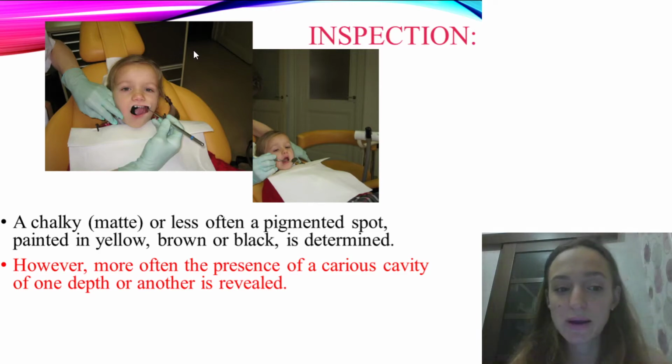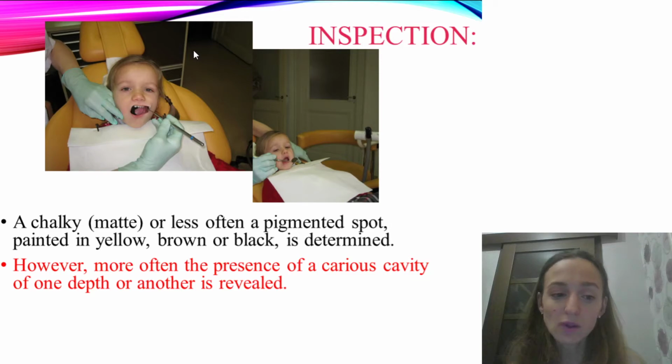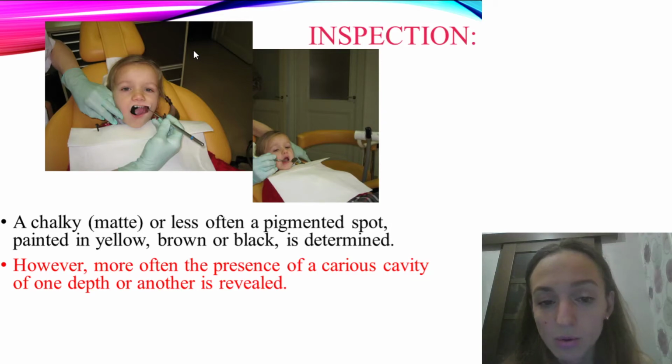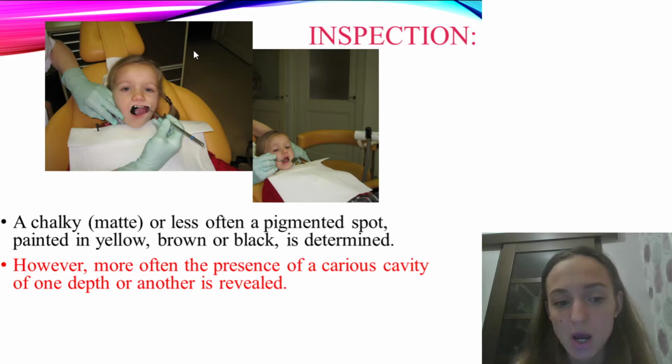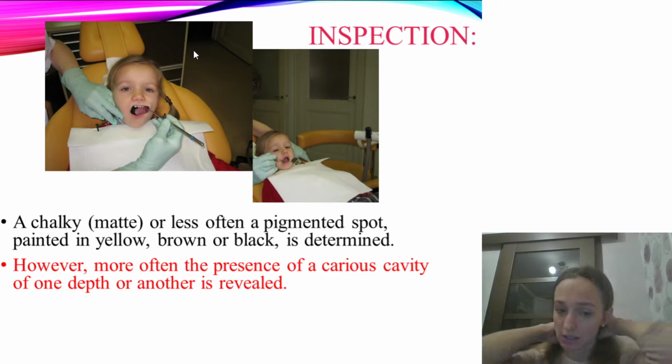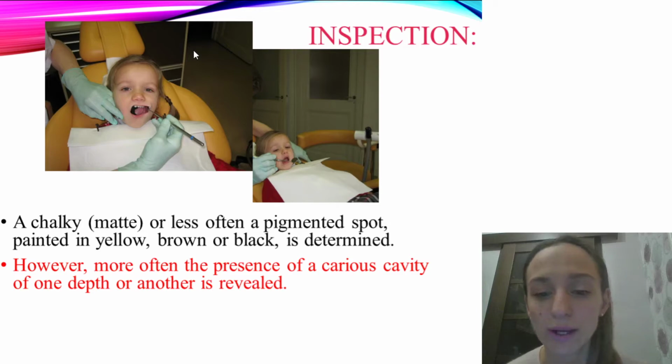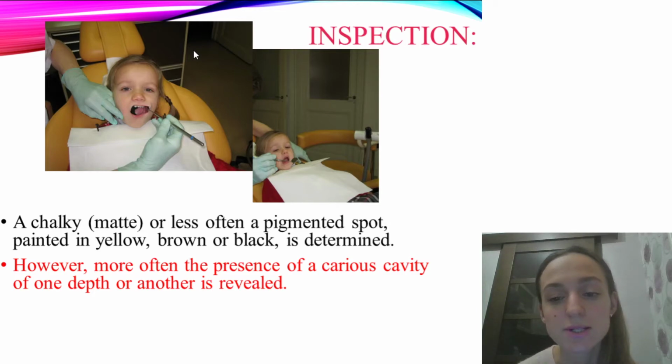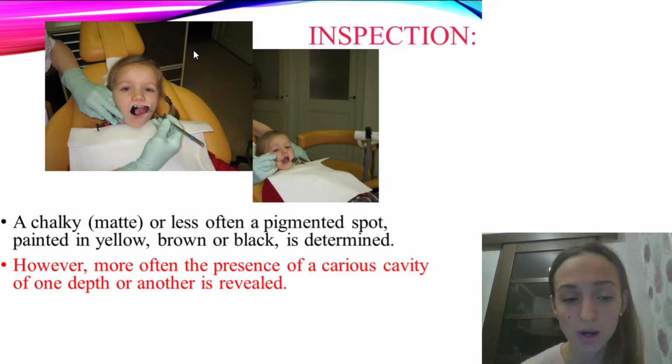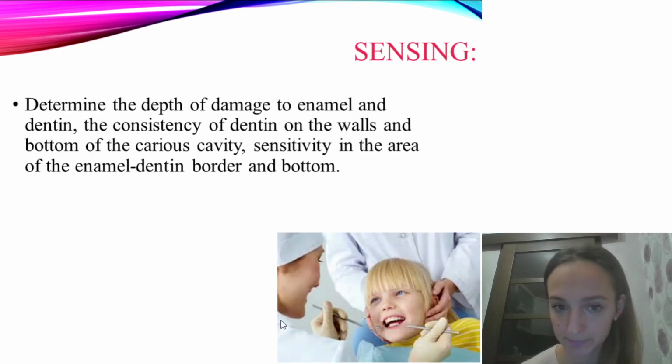Next one, inspection. During inspection, a chalky or, less often, pigmented spot painted yellow, brown or black can be determined. However, more often the presence of a carious cavity of one depth or another is revealed.